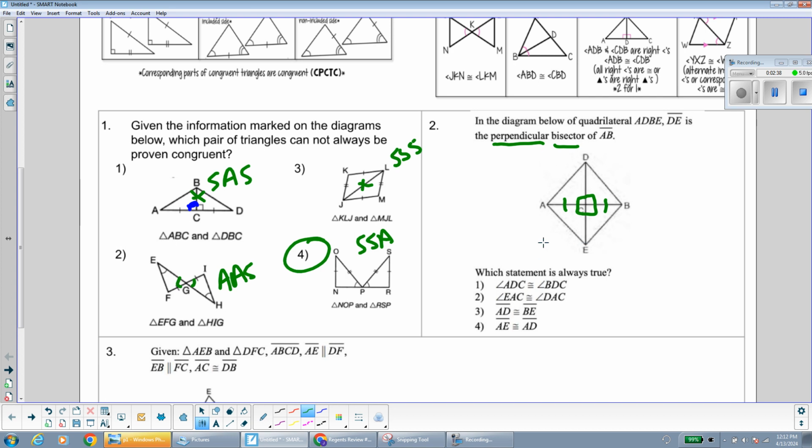The first one says that angle ADC, that's this one over here, is congruent to angle BDC, that's this one over here. Well, in order for this to be true, these two triangles, triangle ADC and triangle DCB, would have to be congruent. And I'll highlight those two triangles so you can see them. These two triangles do share a side in common. So we do have side, angle, side. So these two triangles are congruent. So since the triangles are congruent, CPCTC tells us that the corresponding angles will also be congruent. So this statement is always true. But we can take a look at the other ones to see why the other ones might not be true.